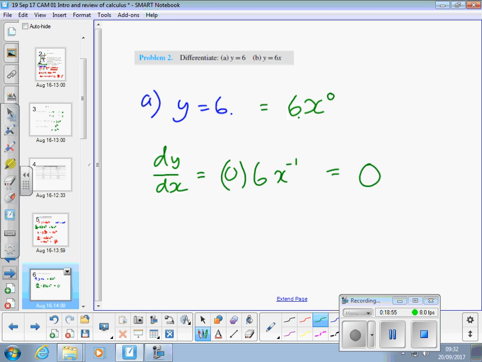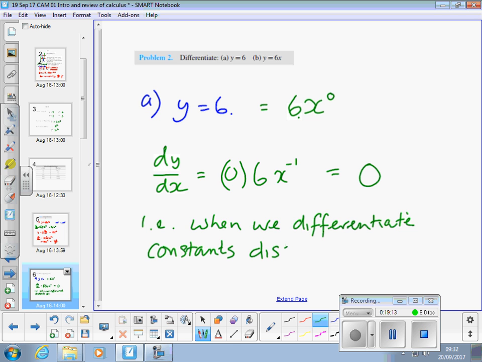I.e., when we differentiate, constants disappear. Okay? Remember that C having to come back, right? Okay, whatever it was. But that's the disappearing constant. All right? Yep.